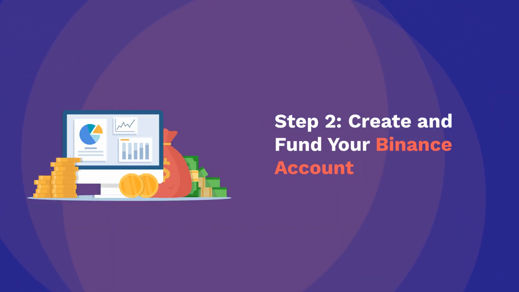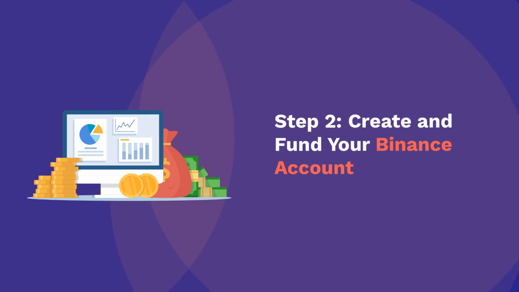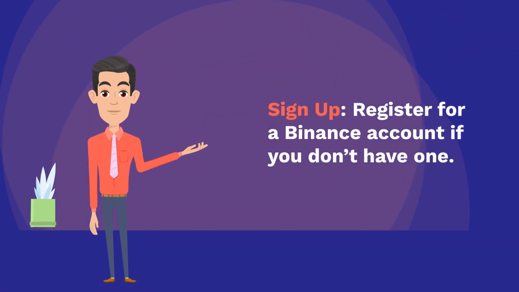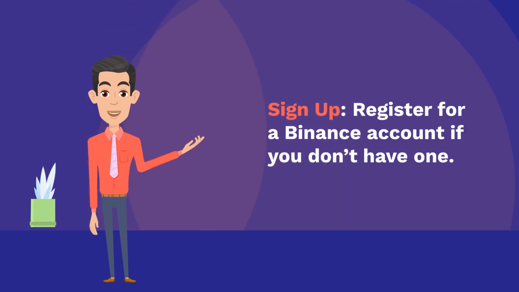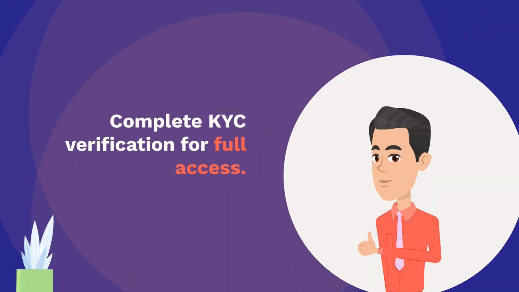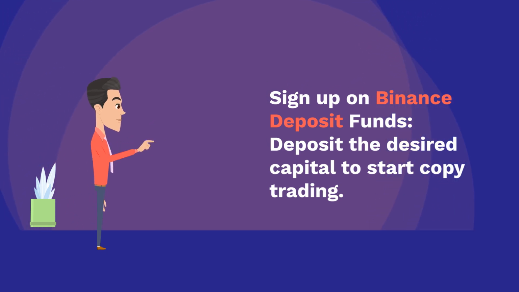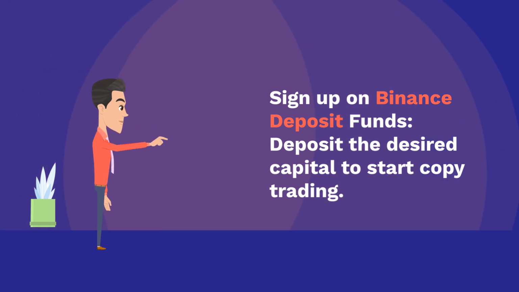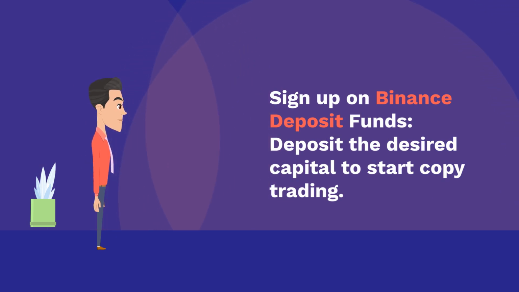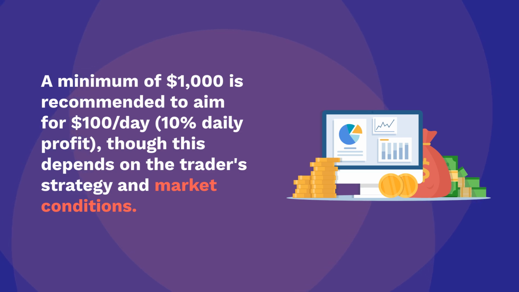Step 2. Create and fund your Binance account. Sign up. Register for a Binance account if you don't have one. Complete KYC verification for full access. Deposit funds. Deposit the desired capital to start copy trading. A minimum of $1,000 is recommended to aim for $100 per day, 10% daily profit, though this depends on the trader's strategy and market conditions.